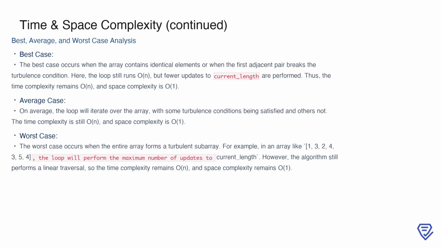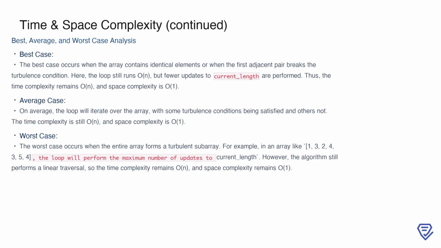To better understand the performance, let's examine the best, average, and worst-case scenarios. In the best case, the array might contain identical elements or the turbulence condition could be broken immediately after the first comparison. While the loop still iterates through the array, there would be minimal updates to current_length. Thus, the time complexity remains O(n), and space complexity is O(1). For the average case, the input array may have a mix of turbulent and non-turbulent sequences. The loop processes the array linearly, with updates to the variables depending on the condition. Again, time complexity is O(n), and space complexity is O(1).